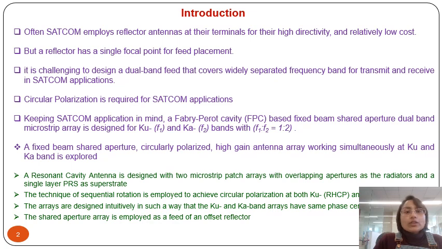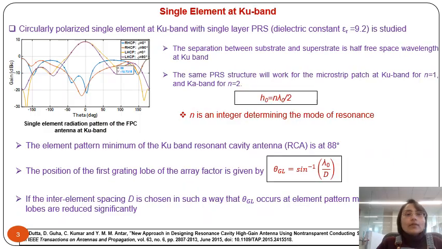Therefore, keeping SATCOM applications in mind, here a Fabry-Perot based fixed beam shared aperture dual band microstrip array that works in Ku band and Ka band is proposed. The Ku band and the Ka band arrays are designed in such a way that the antenna has the same phase center for both bands, so that they can be placed at the focal point of the offset parabolic reflector antenna. Here a circular polarized single element at Ku band with a single layer PRS is presented.